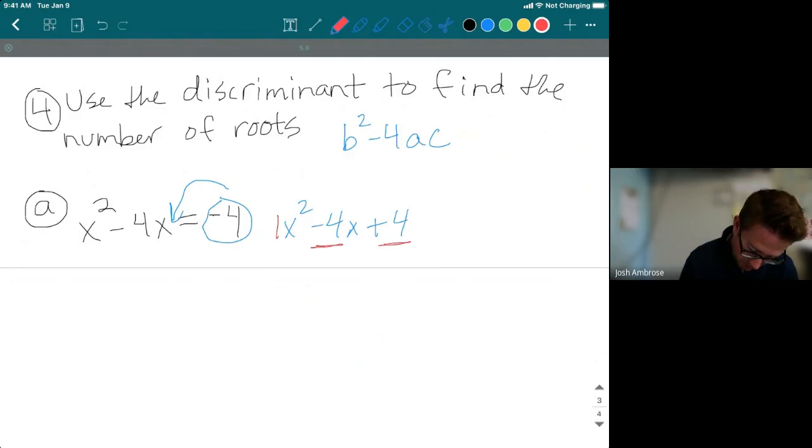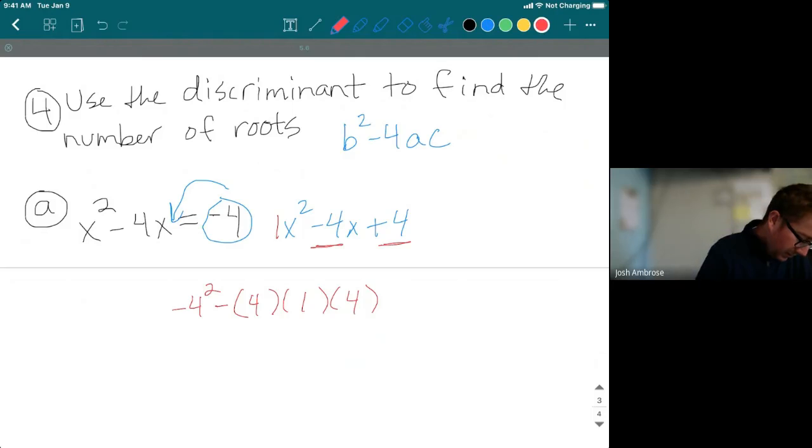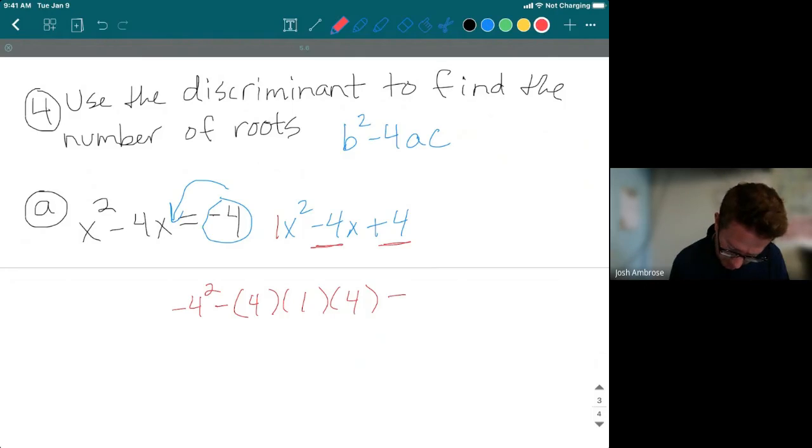So we have negative 4 squared minus, fill in our parentheses, 4. What's a? It's 1. What is c? It's 4. So simply plug this directly into the calculator. You have a 4 squared. Remember, negative 4, positive 4, still going to equal a positive number when you square it. Minus a 4 multiplied by a 1 multiplied by a 4. And what do we get here? Let's see. We actually get 0.